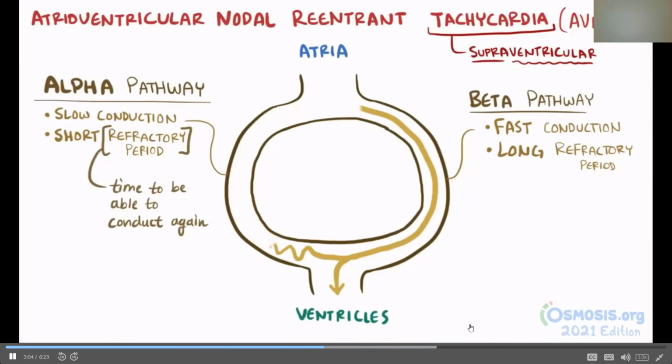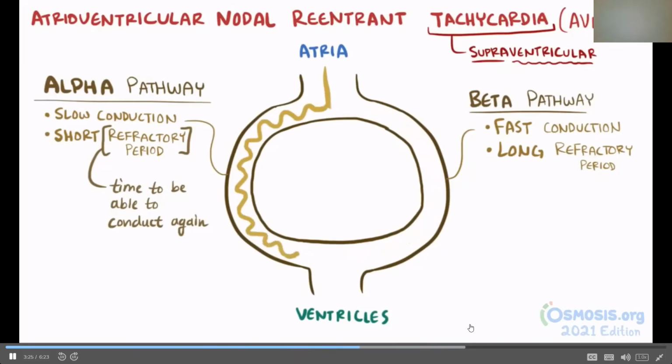So it comes out of refractory sooner and it's ready for another signal, while the beta pathway is still in refractory. So if another signal comes by, it'll start down the slow pathway, but since the fast is still in refractory, it'll be blocked. At some point while the signal's going down the alpha side, that beta side will come out of refractory, and then it'll be ready to go.